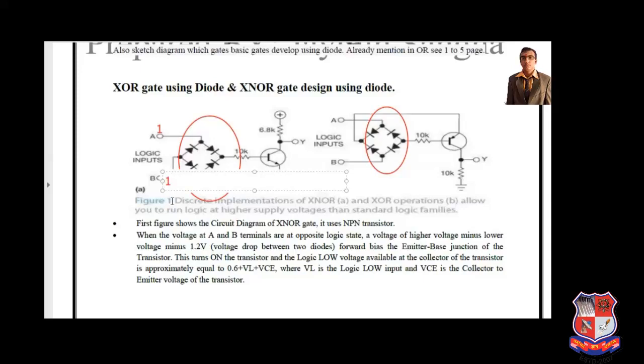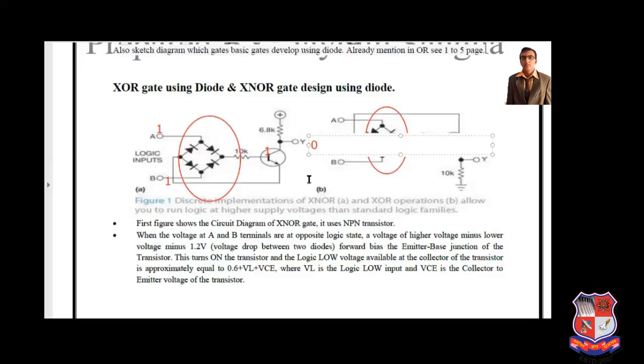Here also 1. Now see. Here 1, then this diode is in forward bias. So here directly applied to 1. If 1 is applied to the base, then output is 0 at collector.